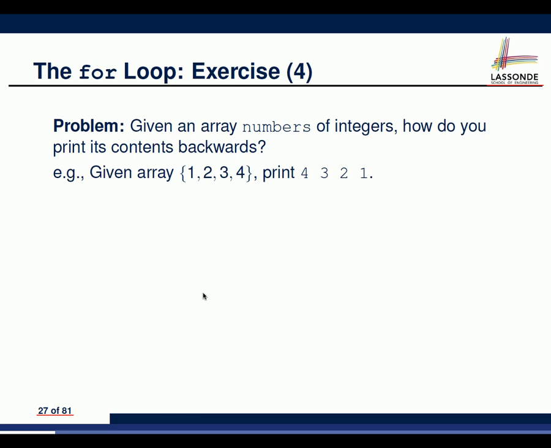Let's say this. If I have an array 1, 2, 3, 4, I give you that. At index 0 it is 1. At index 1 is 2. At index 2 is 3, etc. But when you print it out, I don't want you to print out from left to right. I want you to print from right to left. How do we do that?